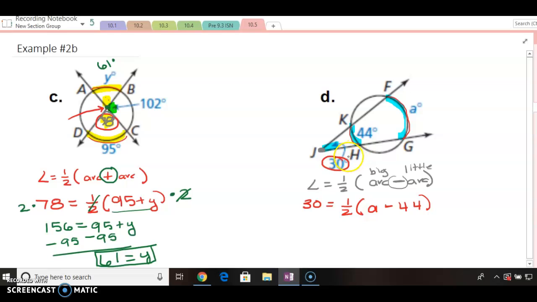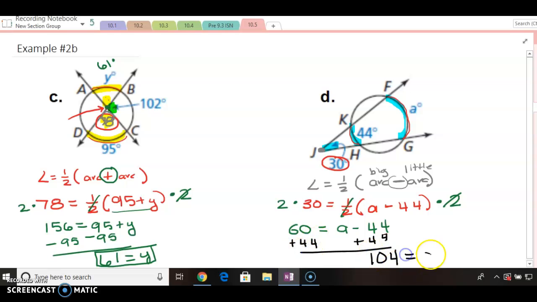Okay, now I've taken a geometry problem, turned it into an algebra problem. So once again, rather than distribute this, which isn't wrong, you're just making your life a little harder, I'm just going to multiply both sides by 2. Okay, because 1/2 times 2 makes just 1. So essentially those cancel each other out. And 2 times 30 is 60 equals A minus 44. Okay, now we're almost there, so let's add 44 to both sides. You get 104 equals A. We are all done with that problem.